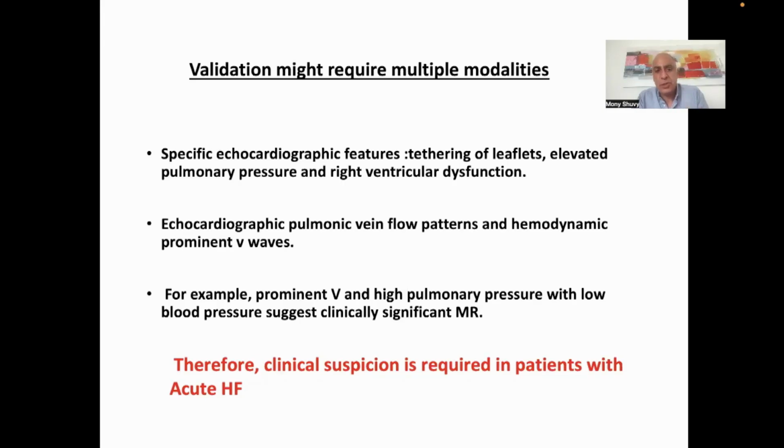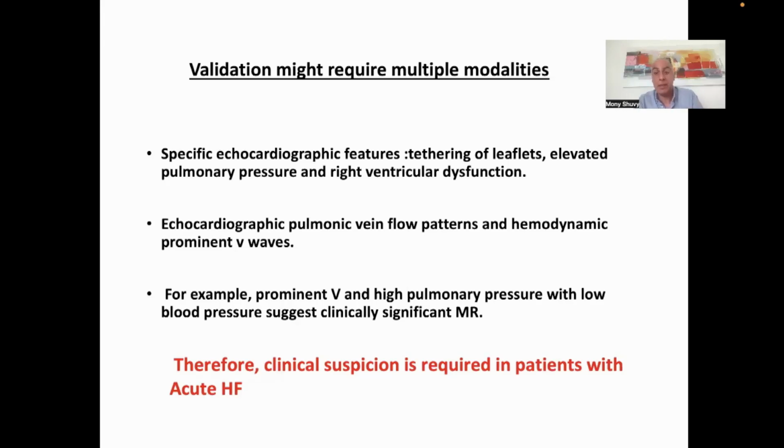An important feature is the pulmonic vein flow. It's very important to look at it. And if we see a deep reversal of the systolic wave in the pulmonic vein flow, we can suggest that there is a clinically significant mitral regurgitation.